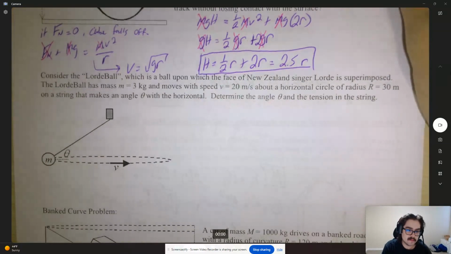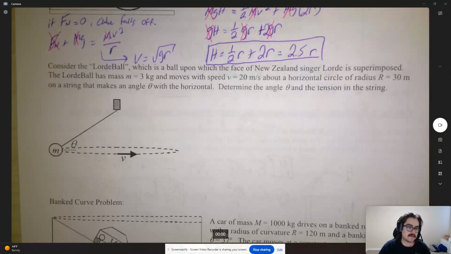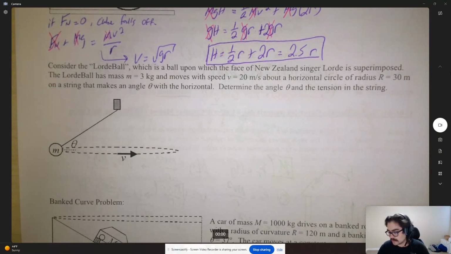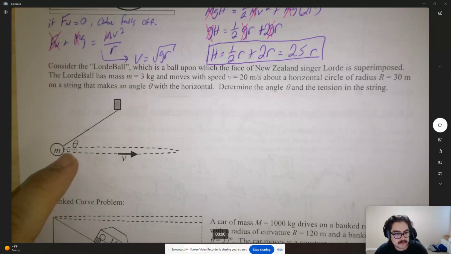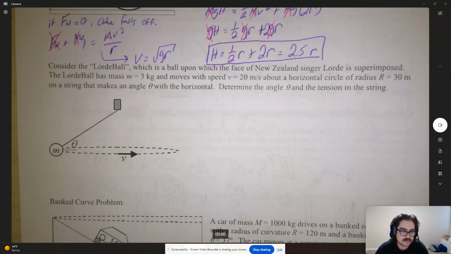If you may be able to find it online, but if you do find it, let me know because I'm a huge fan of Lord. But the Lord Ball, okay, it's a ball upon which you don't really need to know that for the problem. It's not critical to the problem. I just put it in there to be funny. I try to make things funny because Physics C is torturous.